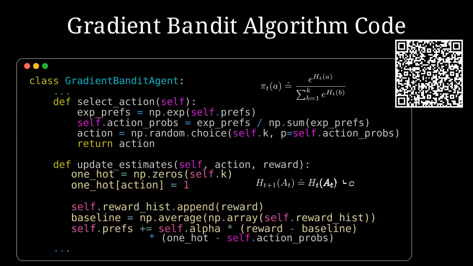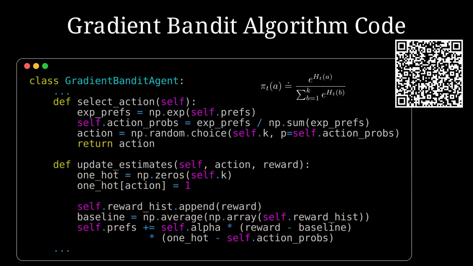The update estimates function adjusts preferences after an action is taken and a reward is received. First, the average reward, or baseline, is computed using the agent's reward history. Then, the preferences are updated using the formula discussed previously. Here, the one-hot vector ensures only the selected action is directly updated, and actions that were not chosen are adjusted in the opposite direction, reinforcing the existing probability distribution. This adjustment ensures that actions yielding rewards above the baseline increase in preference, while those below the baseline decrease, allowing the agent to progressively favor better actions.